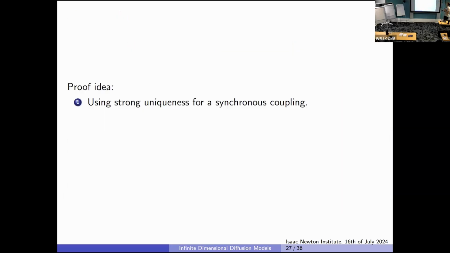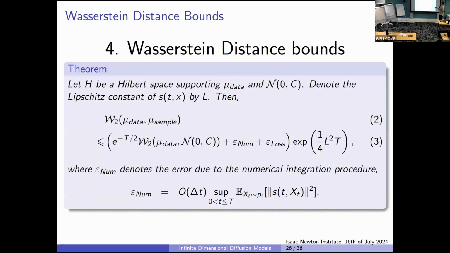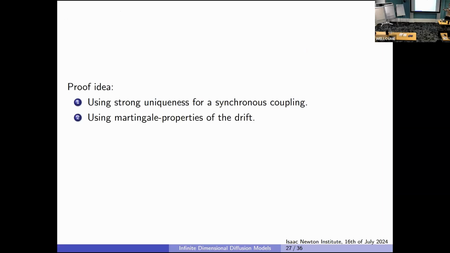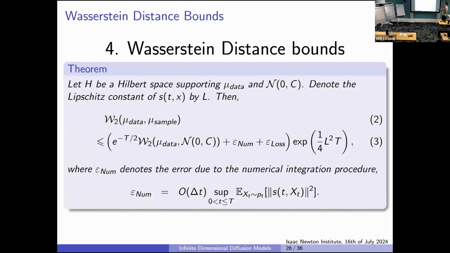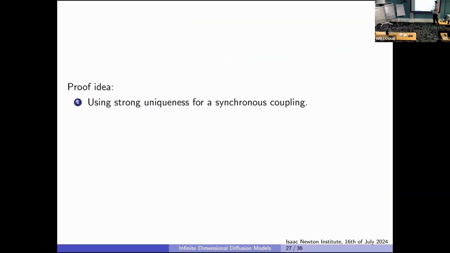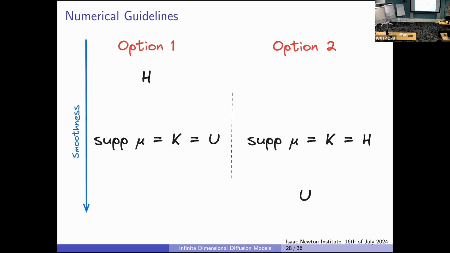Yeah. And how we prove this is, because we have strong uniqueness of the SDE, we can solve them with respect to the same Brownian motion. We can do a synchronous coupling, and then we use the martingale properties of the drift to get this form of the numerical error. Okay, and lastly, basically, if you now just want to apply the stuff.